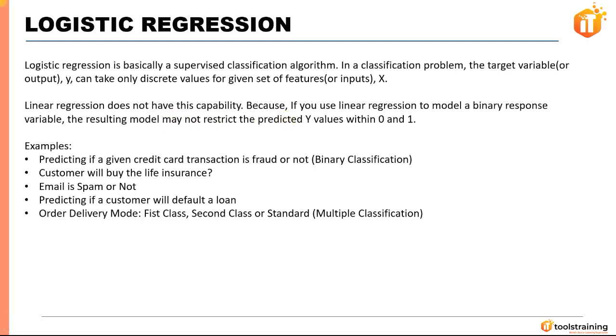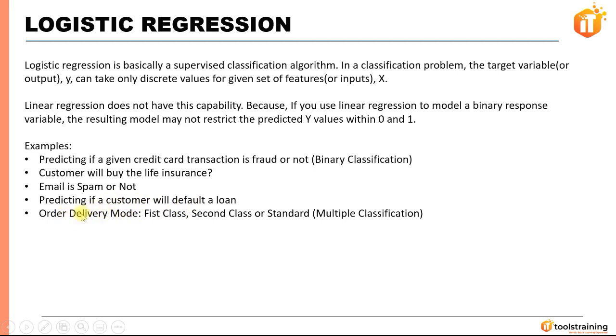Let me give you some examples of logistic regression, like predicting if a given credit card transaction is a fraud or not. So on the basis of our independent variables, we want to predict whether the transaction is fraud or not. That means we have a discrete output, two outputs only, like yes or no. So this is one example of logistic regression. We have listed some other examples also, like whether a customer will buy life insurance, yes or no as an output. It's not a continuous variable. Whether an email is spam or not, predicting if a customer will default or not.